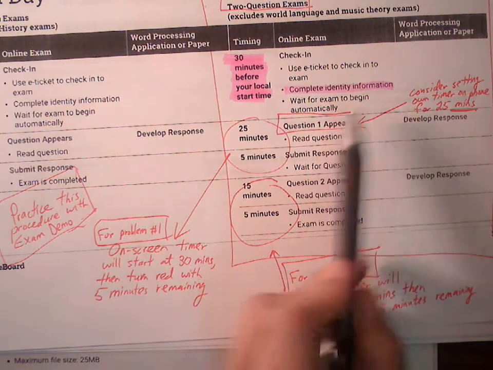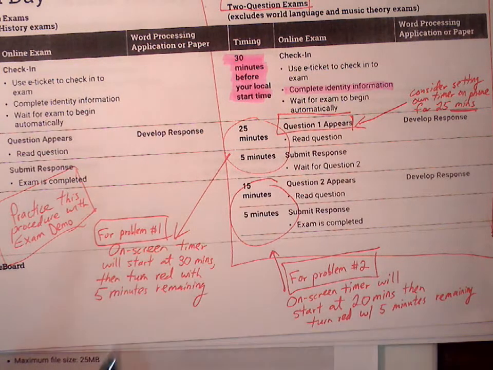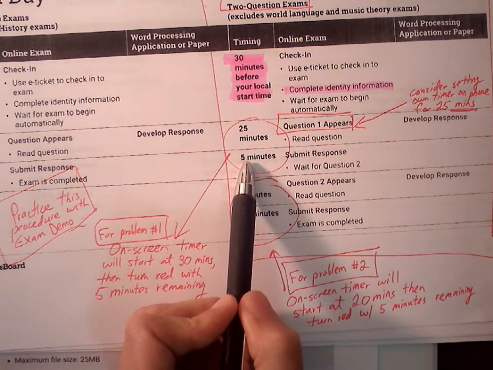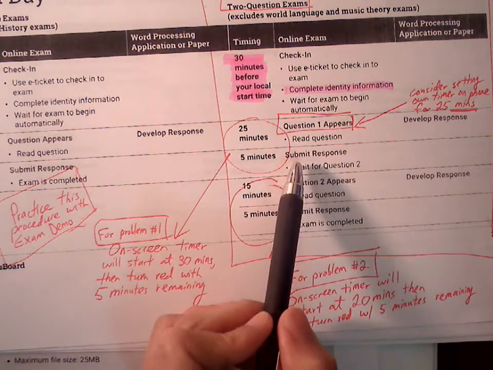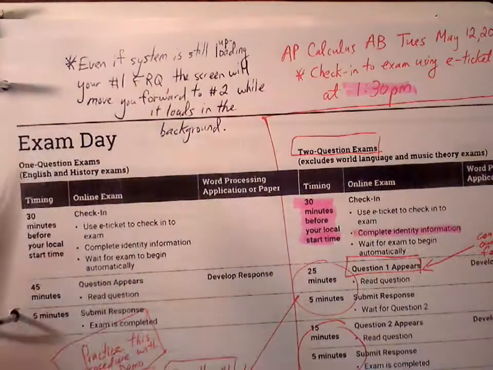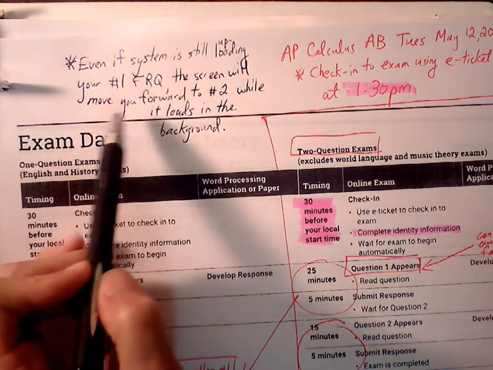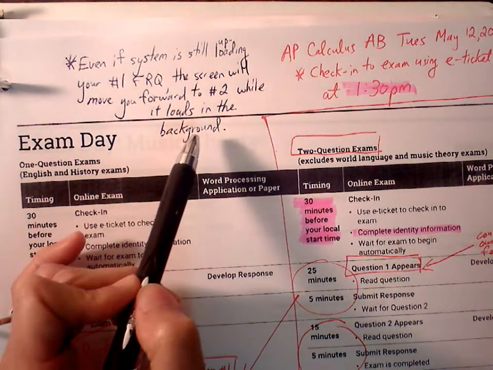When that timer goes off, you will know, okay, there's only 5 minutes remaining, because you may be distracted working on the problem, and you may not see that 5 minute timer turning red on your screen. So then after 5 minutes, even if the system is still uploading your number 1 FRQ, it's okay. Your screen will just move you to number 2 while the problem is still loading in the background.